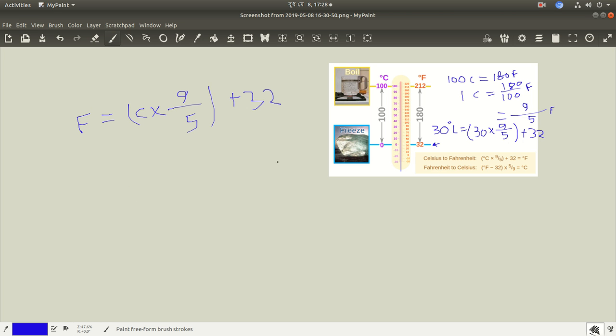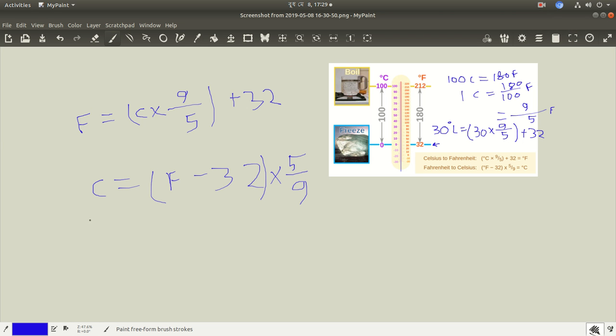and we can come up with the Fahrenheit to Celsius formula from this one. So if we take 32 to that side, we get F minus 32, and we have 9/5 here, and this side we will get 5/9. So this is your formula. Fahrenheit to Celsius is equal to (F minus 32) times 5/9.